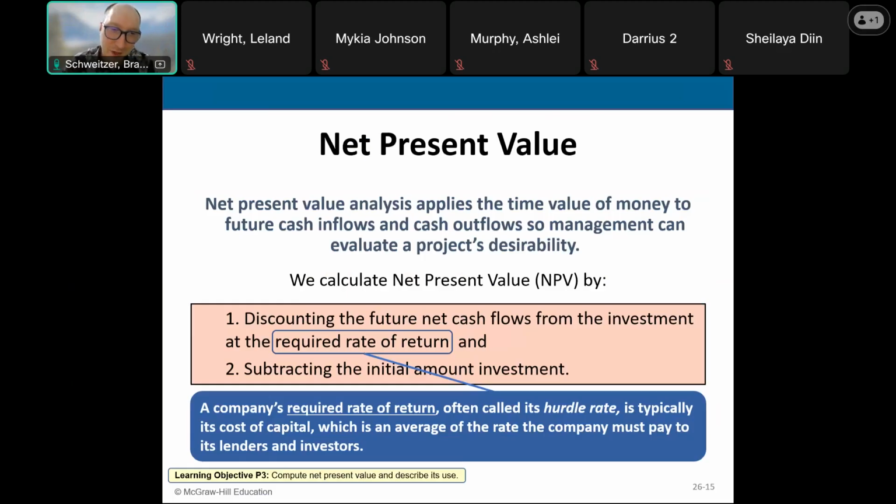The first step is we find the discounting of the future net cash flows from the investment at the required rate of return. That's the first step. Required rate of return has a couple of different names. The other name is called a hurdle rate. It's just the cost of capital. It's like the interest rate, let's put it that way, okay? Required rate of return.